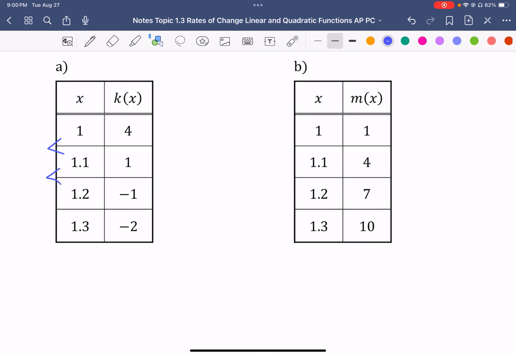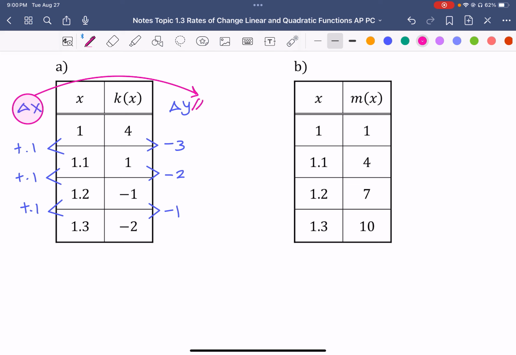You're going to find your changes in x, changes in y, and then find your average rate of change. Okay, so for my changes in x, I see that I'm always going to be adding 0.1. And for my changes in y, subtract 3, subtract 2, and then I subtract 1. Just like before, you're going to grab these numbers, you're going to divide them by your changes in x. So I'm going to divide all of these by 0.1.